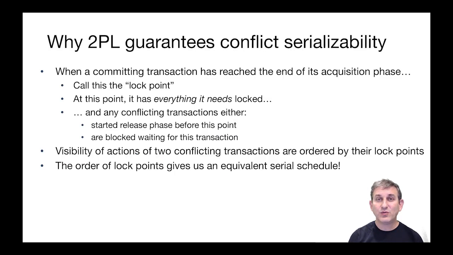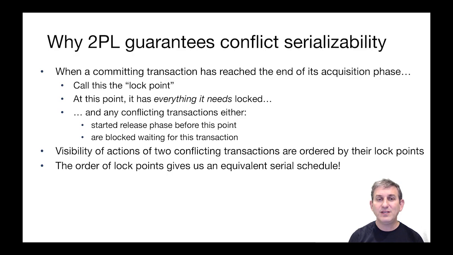When a committing transaction has reached the end of its lock acquisition phase, it's at what we'll call the lock point. That was the dotted vertical line in the previous slide. And at that point in time, the transaction has everything it needs already locked. What does that mean about conflicting transactions? Well, any transaction that conflicts with this transaction either unlocked something already and started its release phase, or it's waiting to lock something that this transaction already has locked, so it's blocked.